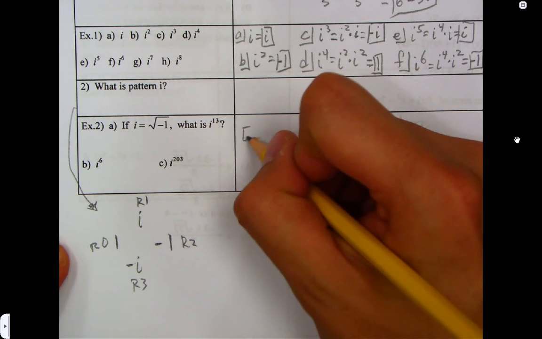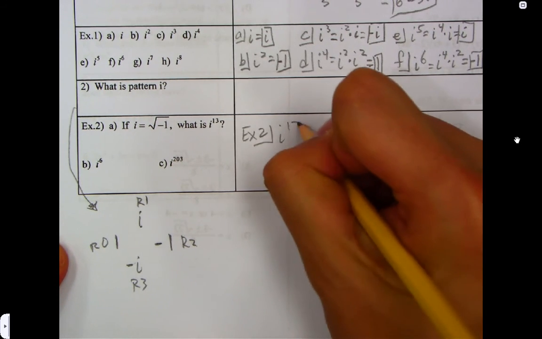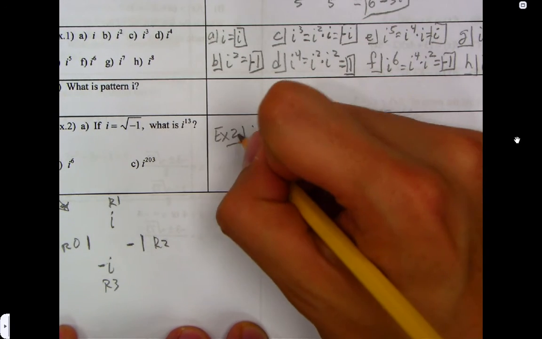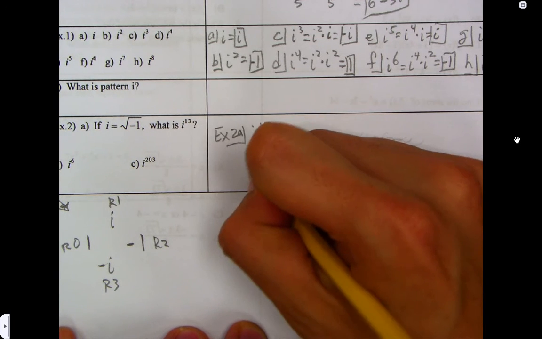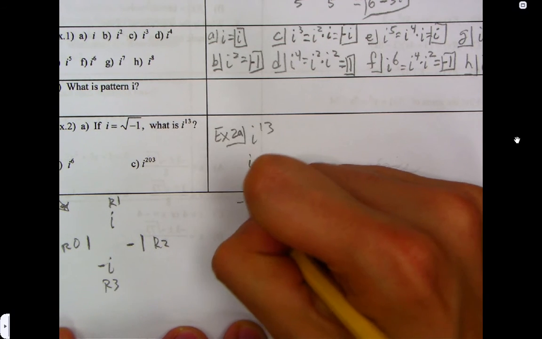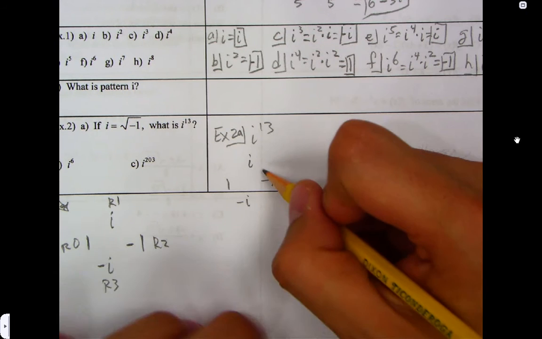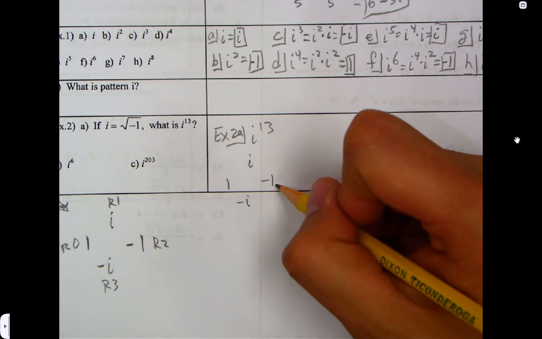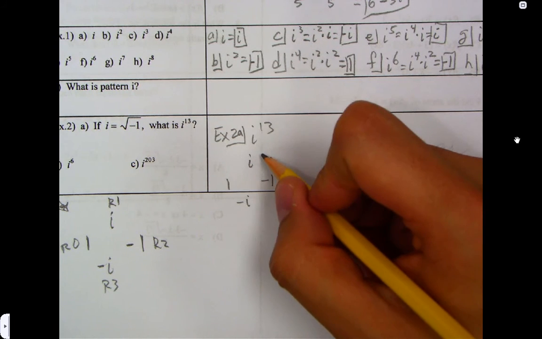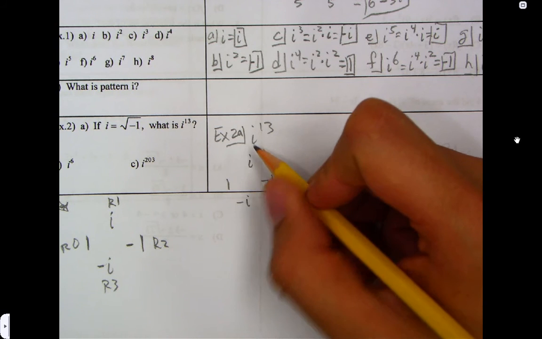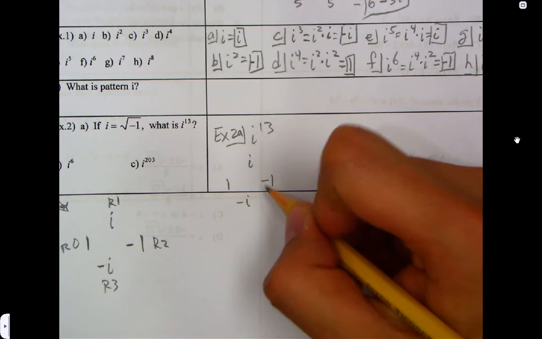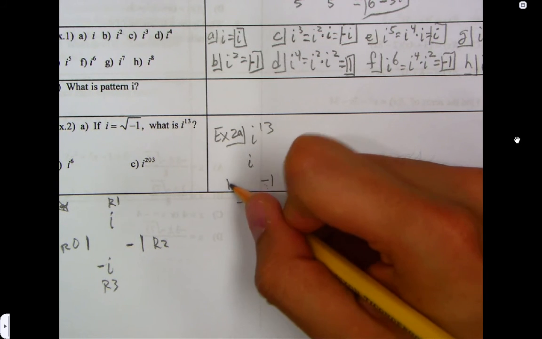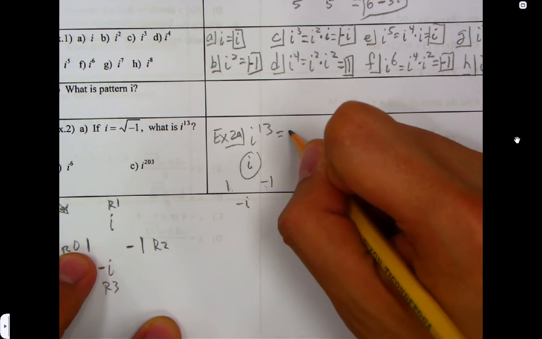So example 2, I to the 13th. Okay, so 2a, I would write the pattern: I, negative 1, negative I, and 1. Because you always start at I, because that's where you start. I squared is negative 1, and the rest are opposites. So since it's 13, you can just count 13 times. 1, you start at I, 2, 3, 4, 5, 6, 7, 8, 9, 10, 11, 12, 13. So I to the 13th is I.